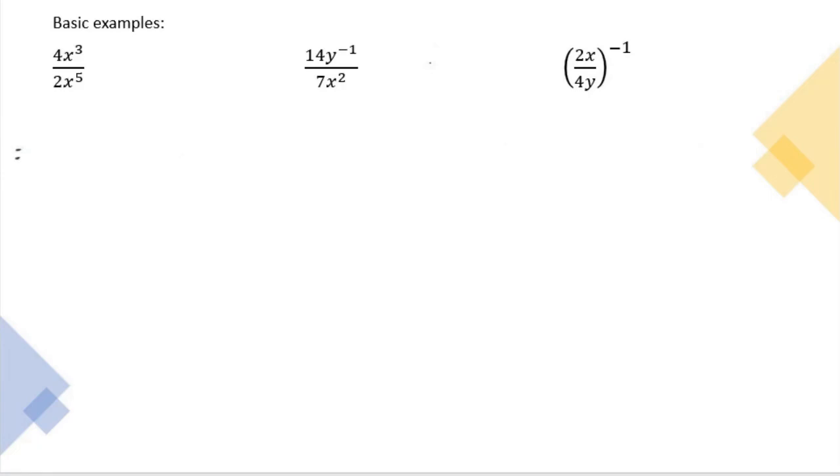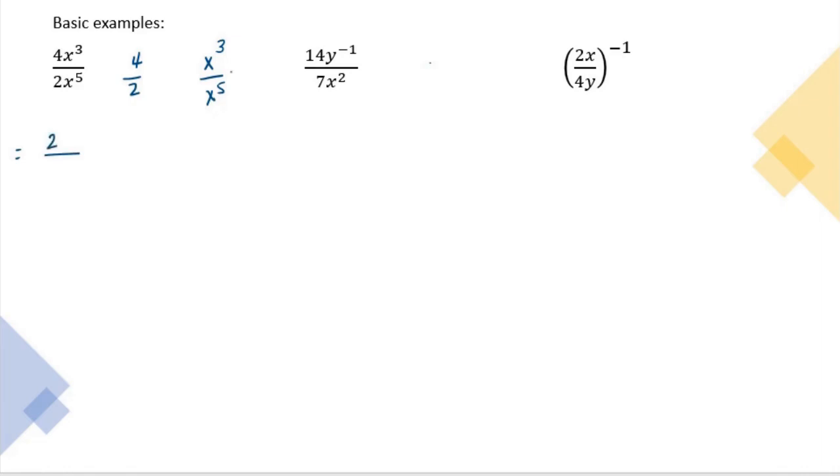In this first question, I'm always going to separate the numbers from the variables. So I'm dealing with 4 over 2, and I'm simplifying that fraction. And then separately, we'll look at how we simplify x to the power of 3 divided by x to the power of 5. Of course, we'll write the answer as a single fraction. 4 divided by 2 is 2 over 1. So I have a 2 left in the numerator and a 1 left in the denominator.